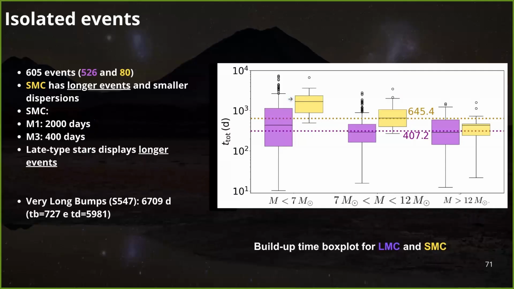We also find a very curious thing. We call them very long bumps, disk events that last for almost 20 years, as shown by those outliers here. The most prominent case is a disk event that lasts for almost 7,000 days. It was fed for almost 2 years and spent the rest of its time dissipating. So these are disks that take very long between their formation and complete dissipation.